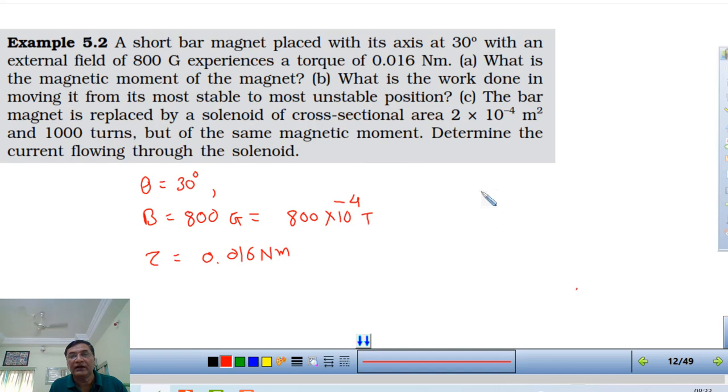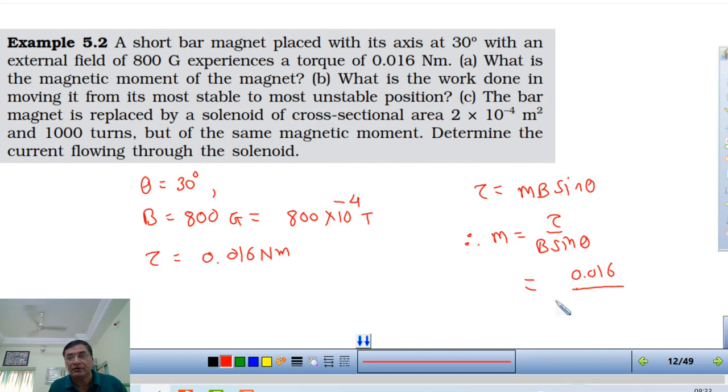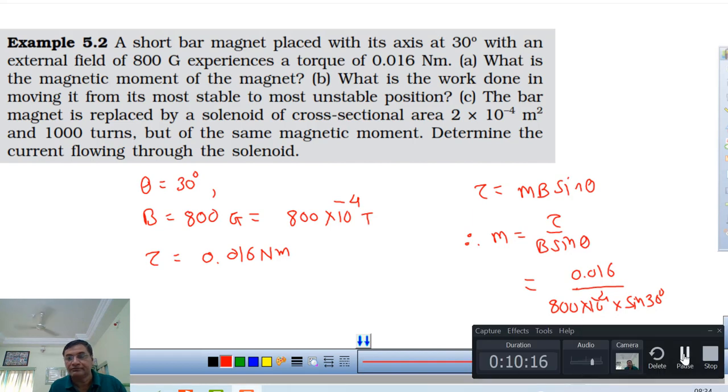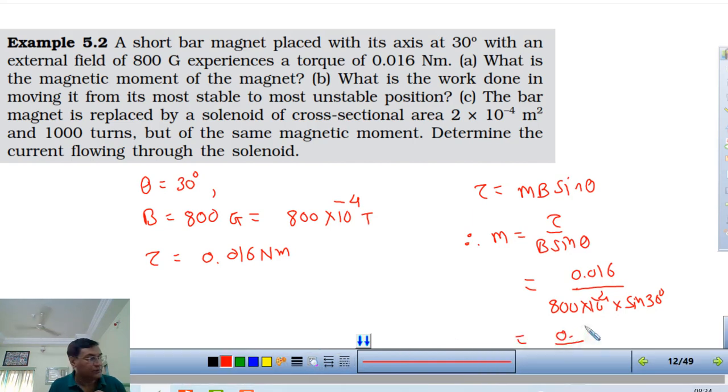So first we have the formula. Torque is equal to mB sin theta, and therefore m is equal to torque upon B sin theta. So m is equal to 0.016 divided by 800 into 10 raised to -4 into sin 30. So we simplify, and that comes out to be 0.40 ampere into meter square.